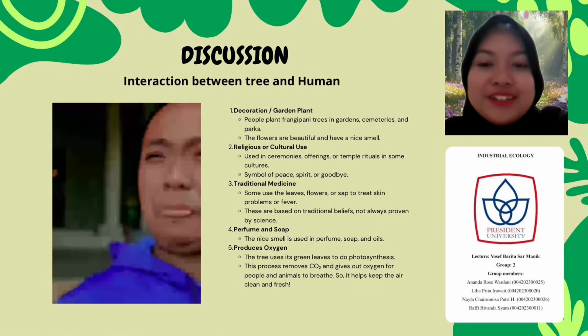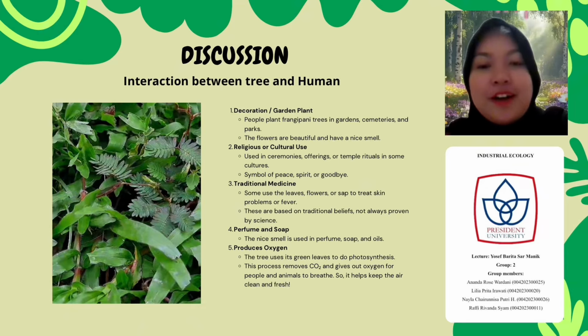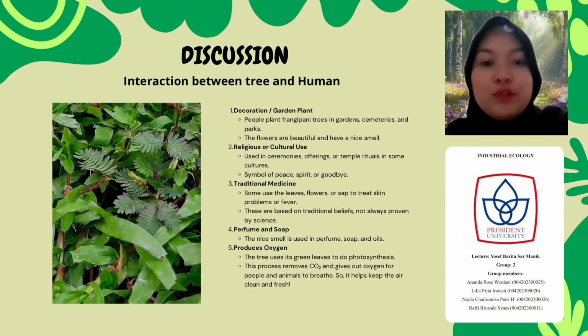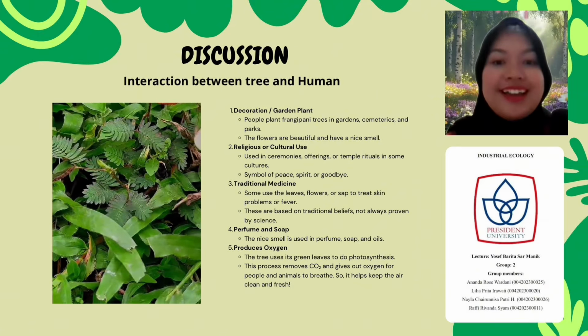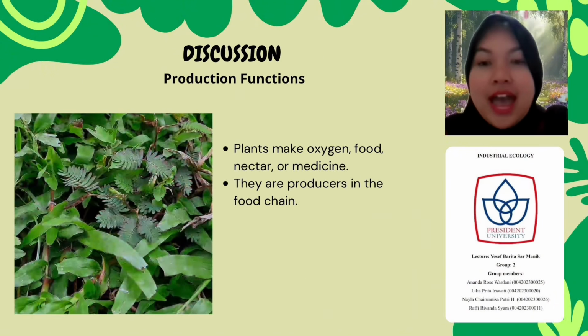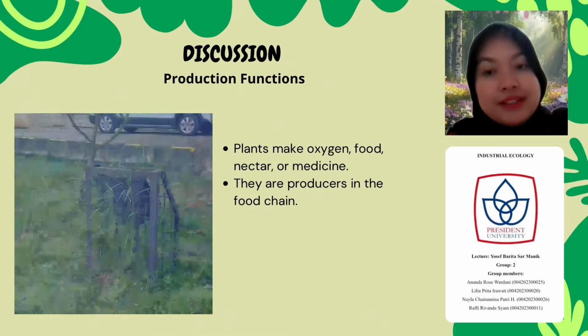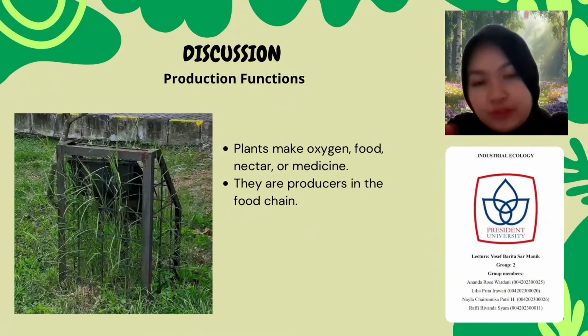Fourth, perfume and soap. The flowers are used to make perfume, soap, and oils. Fifth, produces oxygen. The tree uses its green leaves for photosynthesis. It removes carbon dioxide and gives oxygen, which helps us breathe clean and fresh air. And then trees have a production function. They produce oxygen, food, nectar, or medicine, and plants are the producers in the food chain.